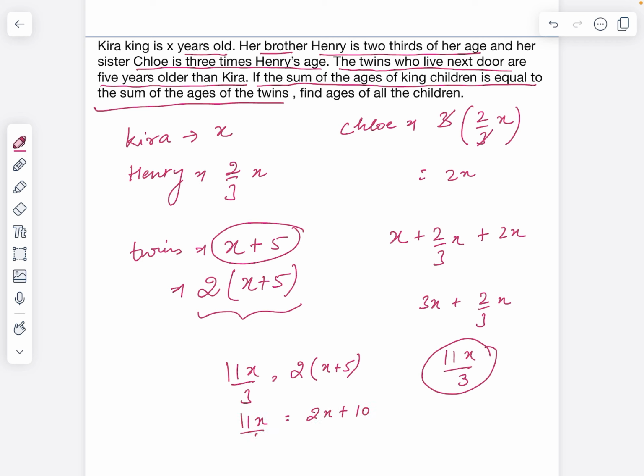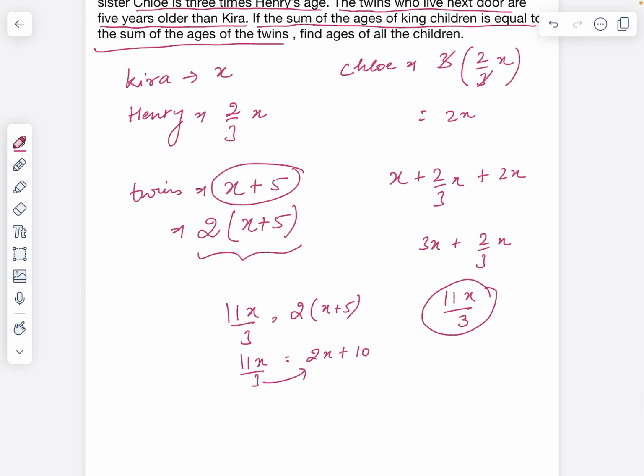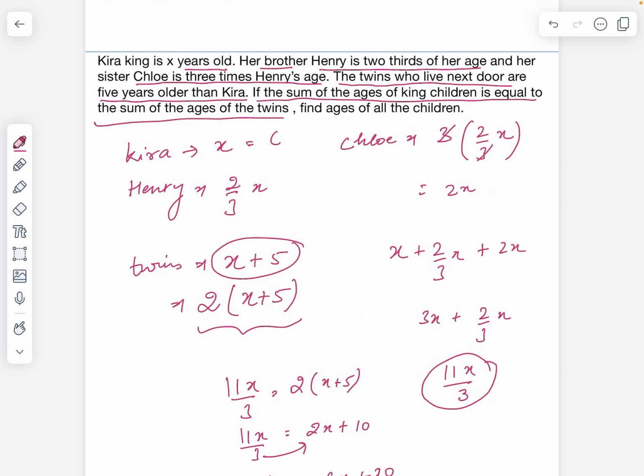11x upon 3, multiply this over here. 11x is equal to 6x plus 10, sorry, 30. So 11x take away 6x is equal to 5x, which is equal to 30. X is going to be 6. That means Kira was 6 years of age. Henry was two-thirds of 6, which is going to be 4 years of age.